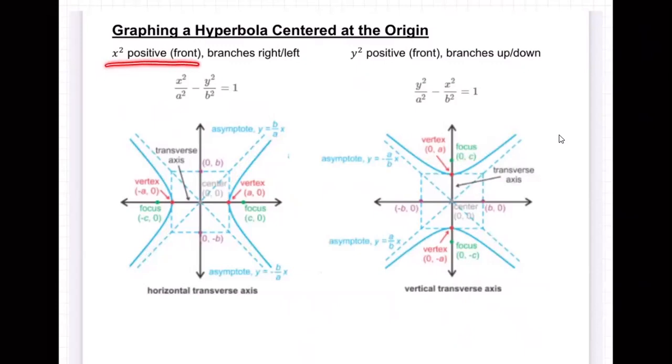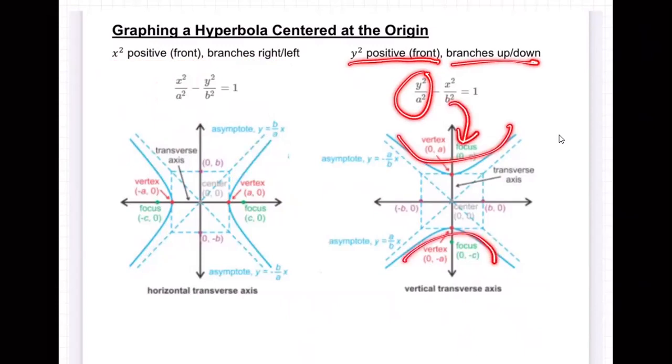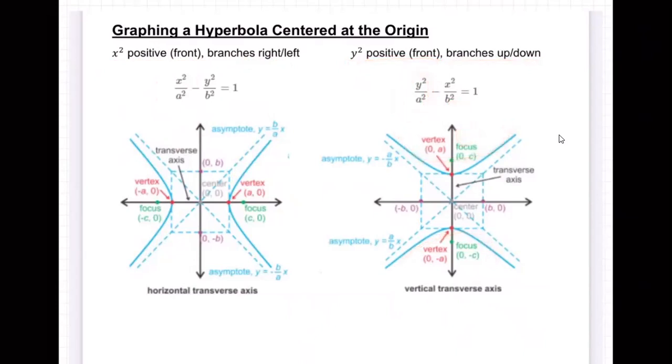Well, if x squared is positive, meaning in the front, then the branches go right, left. That makes sense. X is right, left. That's this one. Whereas if y squared is positive in the front, then the branches go up, down, because the y-axis goes up and down. See how the branches go up and down on this one? Because y squared's in the front, positive. So it's very similar to an ellipse, except it's got two branches that go either right, left, or up, down.